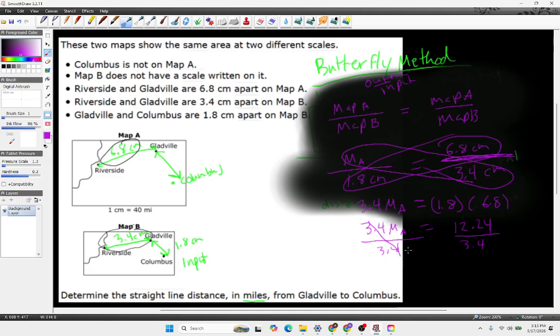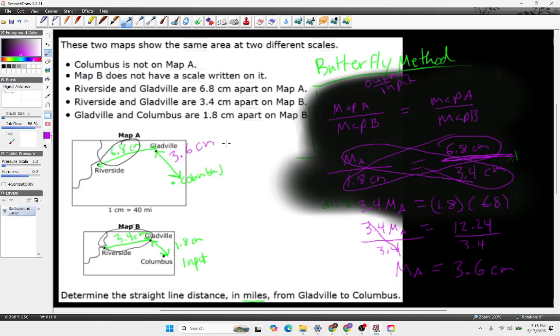Now this is going to cancel. 3.4 over 3.4 is 1. So m sub a equals 12.24 divided by 3.4. You could do long division. For this one, I'm just going to show what it equals. 12.24 divided by 3.4 is equal to 3.6 centimeters, right? Because this is the map A distance. So now we know this distance on map A is 3.6 centimeters.